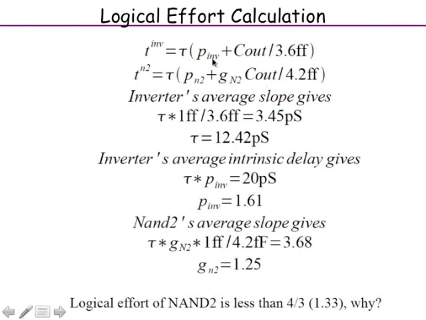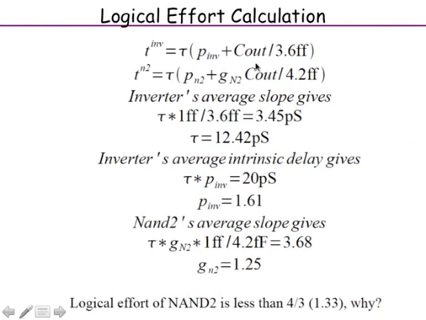Okay, so now what are the unknowns here? G of the AND 2 is an unknown, P of the AND 2 is an unknown, tau is an unknown. C out is an unknown, but that is something not inherent to the gate. It is a load you put outside. So you can put whatever value you want for the calculation purpose.